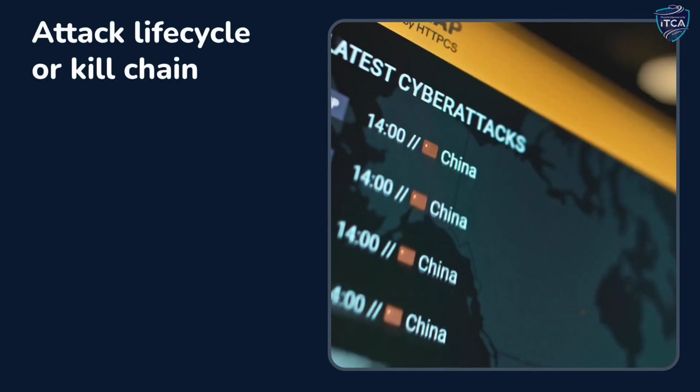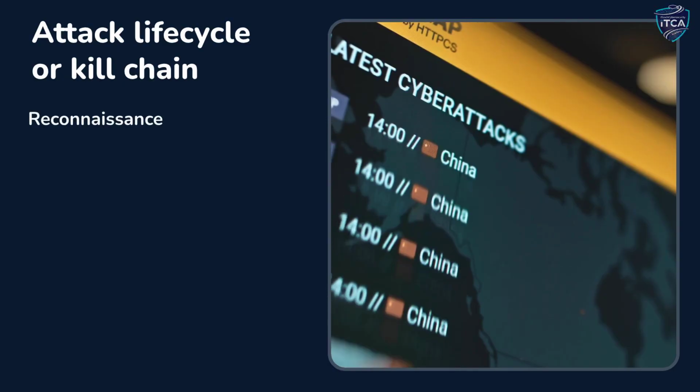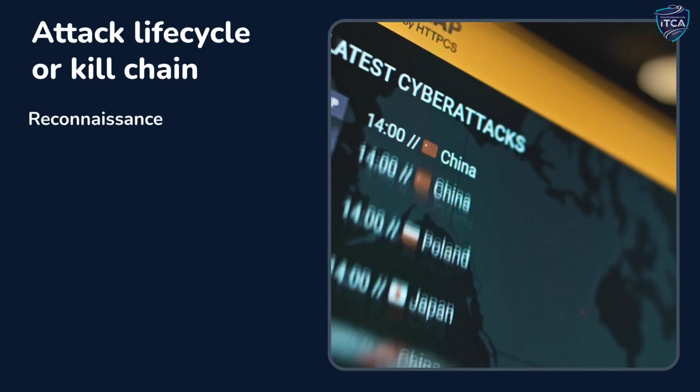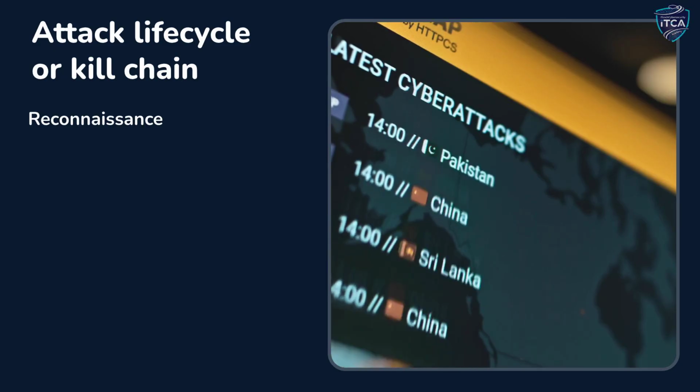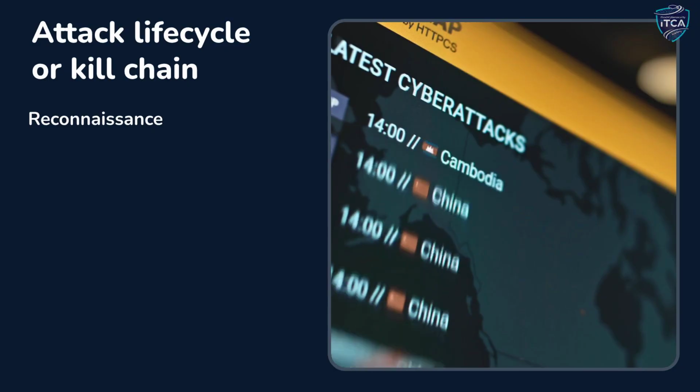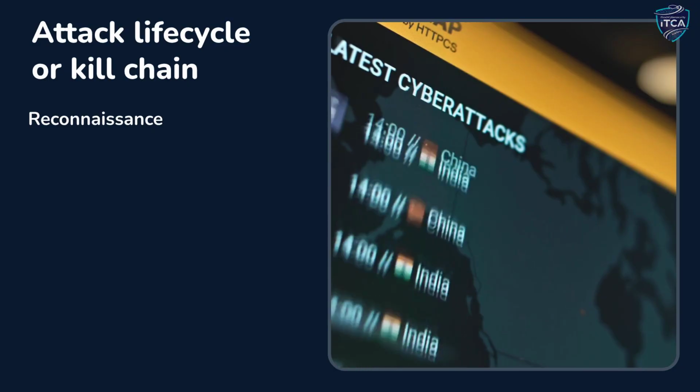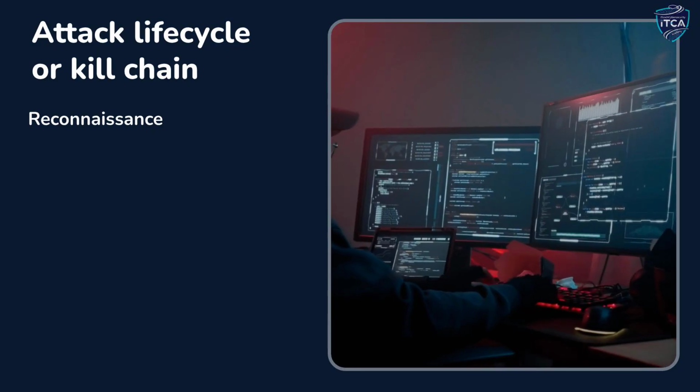Most cyber attacks follow a structured sequence of stages, often referred to as the attack lifecycle or kill chain. It begins with reconnaissance, where attackers gather information about their target either passively or actively. They might scan public websites, social media profiles, or network configurations to identify vulnerabilities.